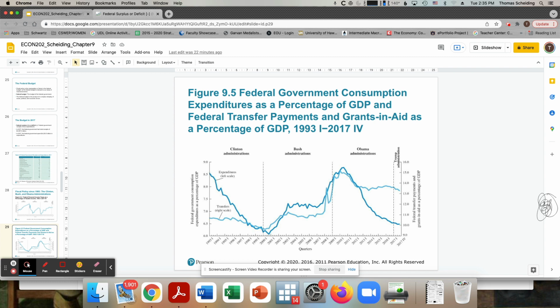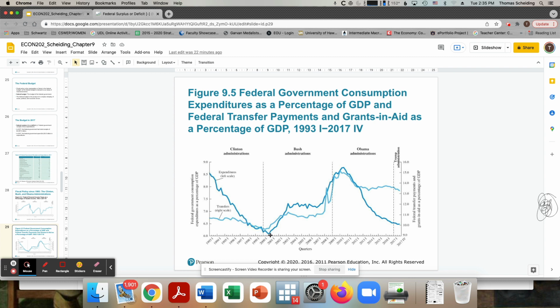Then if we look at what the government spent on expenditures, like again, buying military equipment, bridges, all those kinds of things, versus what they spent in transfer payments and grants and aids. Again, you can kind of see those trends here. That basically the government's becoming a smaller player as the economy is getting larger and larger.